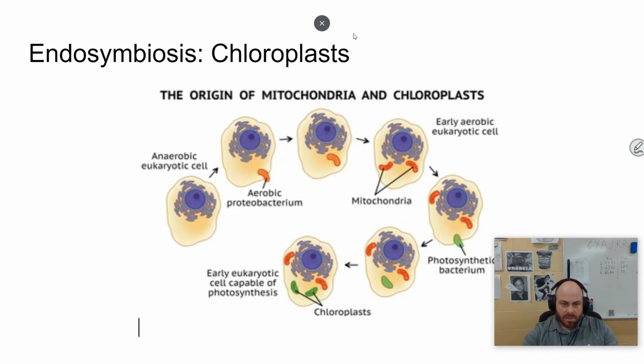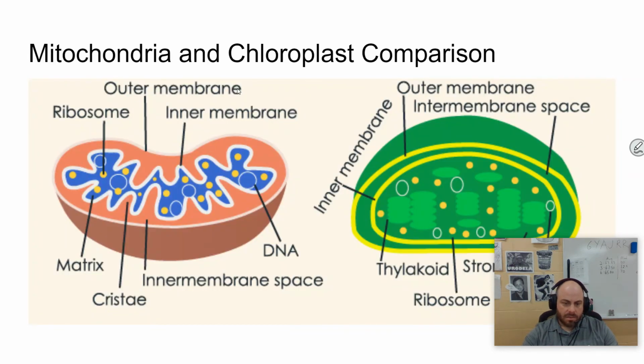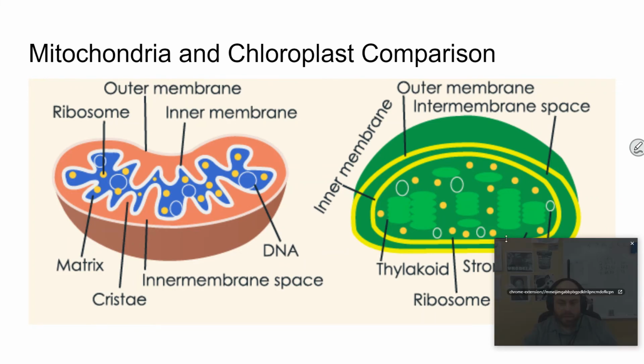There are various evidences as to why we think this happened. Both mitochondria and chloroplasts have a double membrane structure, as we've talked about before.